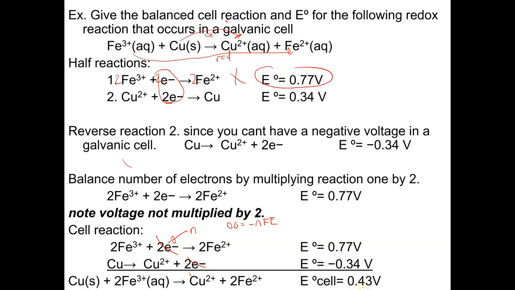All right, our voltage is positive, 0.34 volts. So we know we did it correctly because we got a positive voltage still. If we had a negative here, you made a boo-boo, because for a galvanic cell, you can't have a negative value.